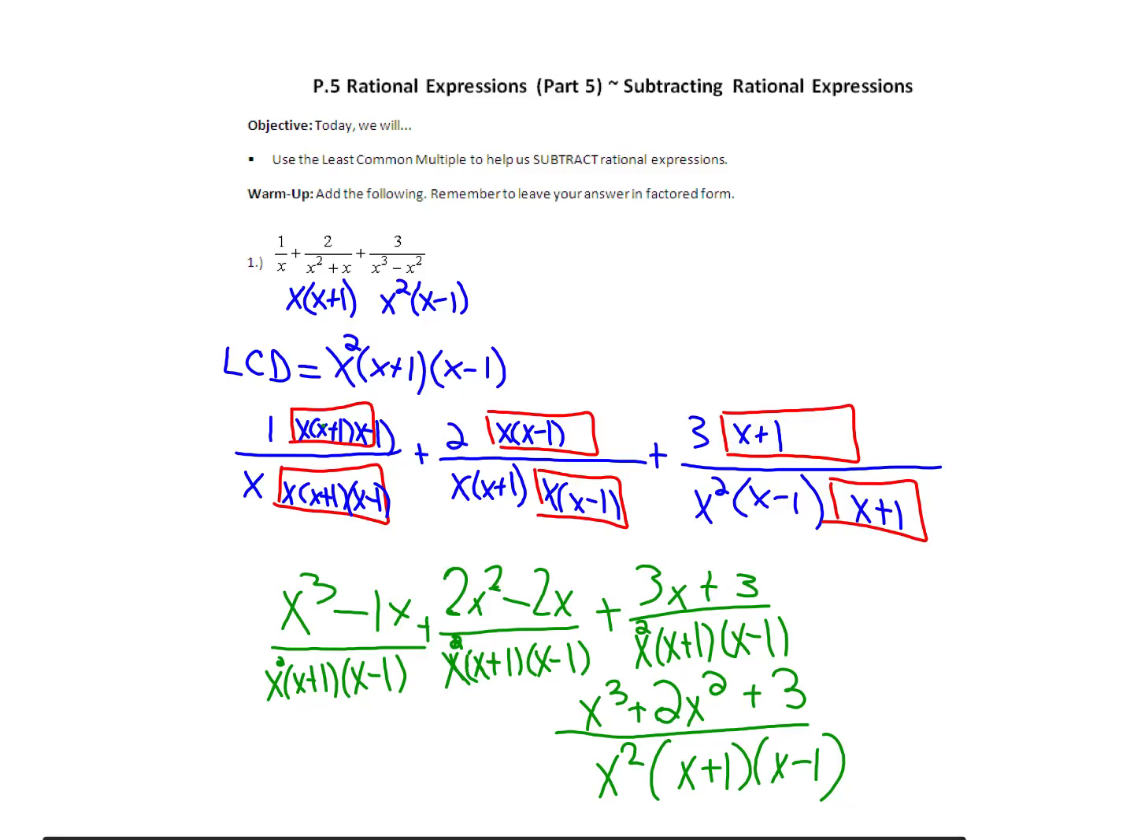Alrighty, so we are in P5, part 5 today. The goal is to subtract rational expressions. It's just a variation on addition. Check your warm-up here.